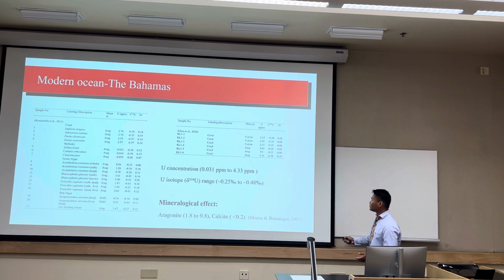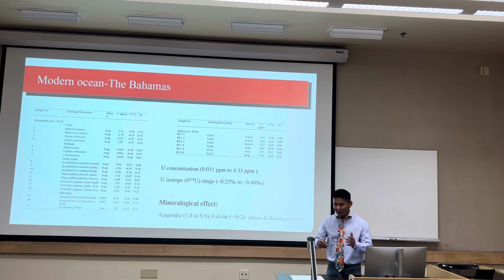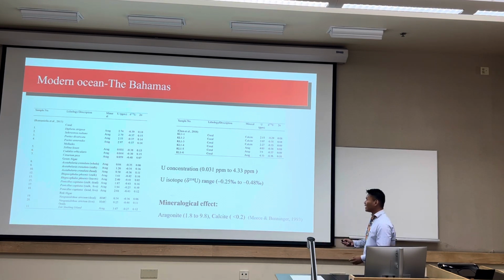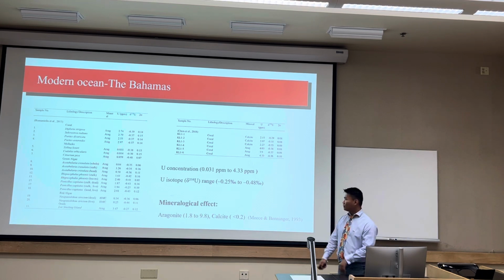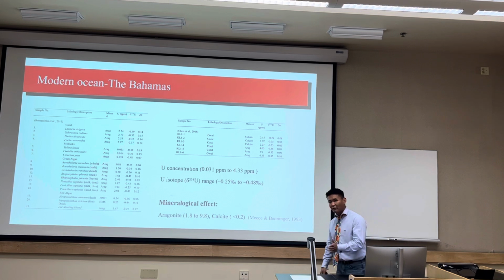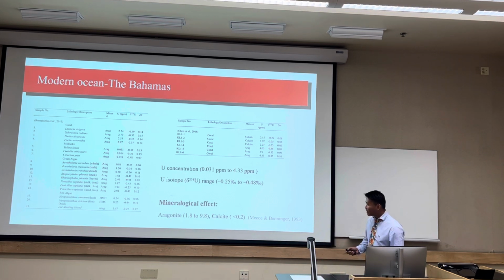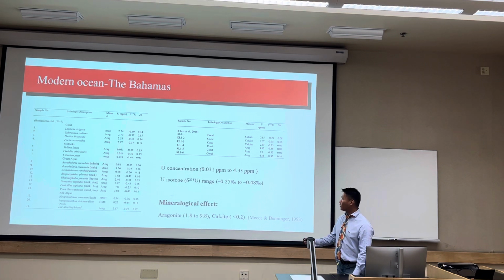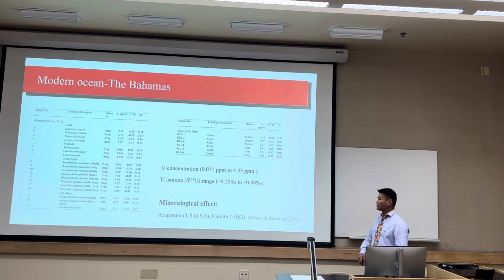Uranium isotopes in the modern ocean show a pretty narrow range. It ranges from negative 0.525 per mil to 0.48 per mil. It's pretty narrow, and uranium isotope is well developed as a redox proxy. Many studies have used it to reconstruct the redox condition. But for uranium concentration, the range is 0.0231 ppm to 4.33 ppm. It's a big range.